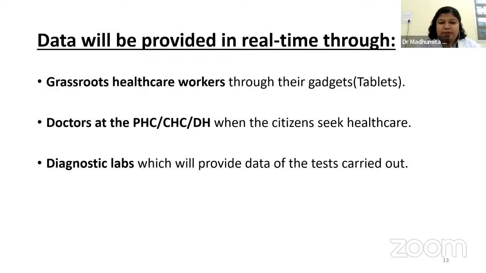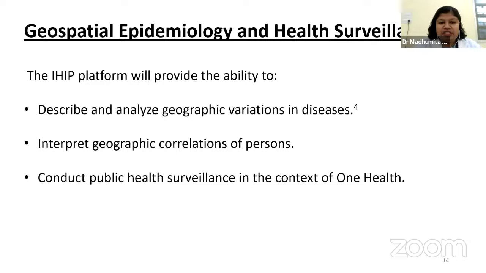Coming to the geospatial epidemiology of health surveillance, the IHIP platform will provide the ability to describe and analyze geographical variations in diseases in the context of demographic, environmental, behavioral, socioeconomic, genetic, and infectious risk factors. It will help interpret geographical correlations of persons with their socioeconomic and demographic attributes as the data captures geo-coordinates and socio-demographic characteristics. It will also help conduct the public health surveillance in the context of One Health.